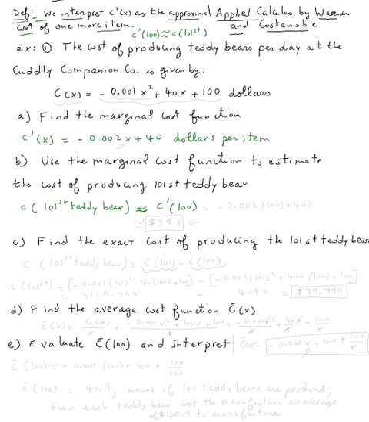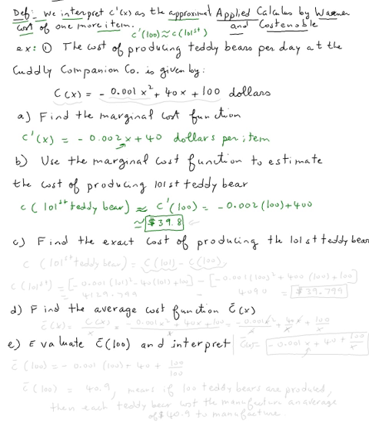Now how do we find C prime of 100? Just plug 100 into the derivative, plug it into x. If you do that, you get negative 0.002 times 100 plus 40, which, if you use a calculator, is almost equal to $39.8. So this is the answer. This is just the approximate cost.